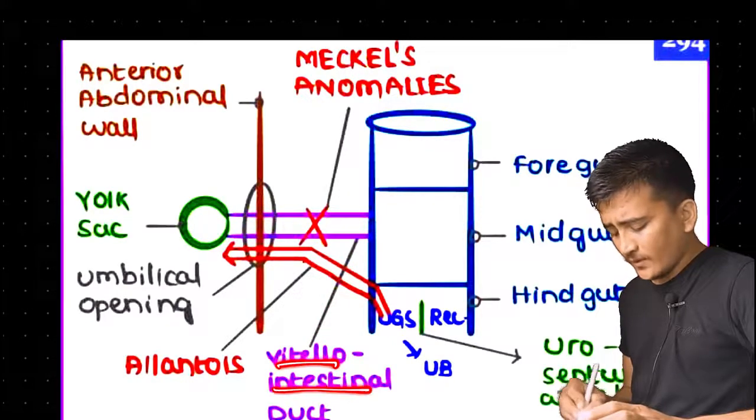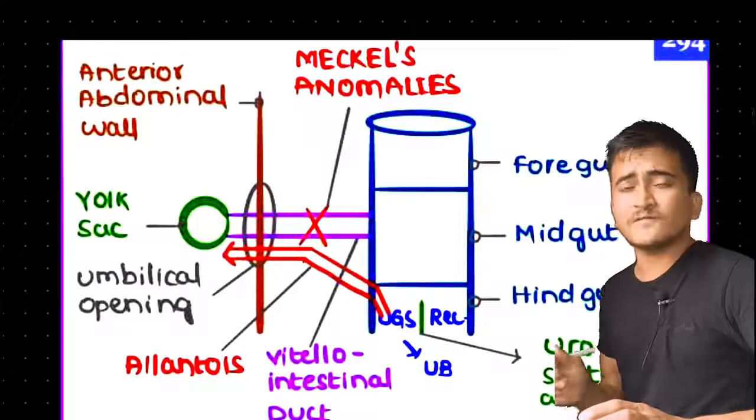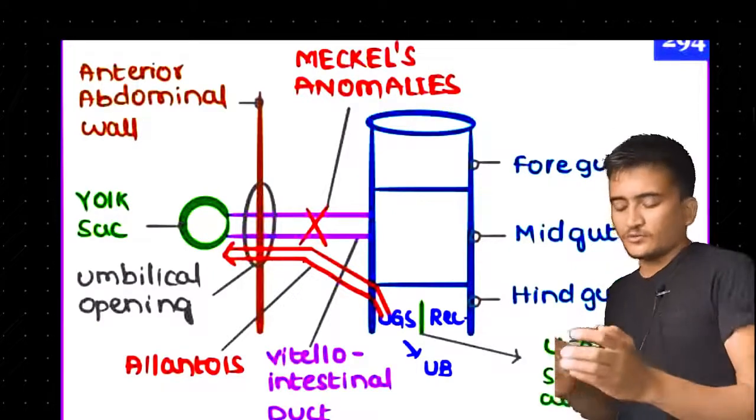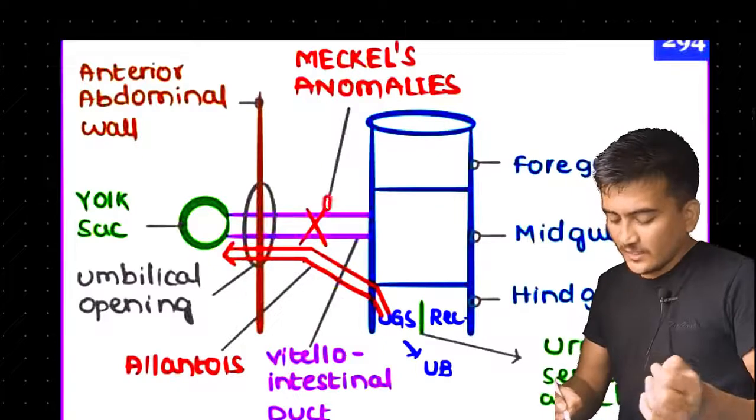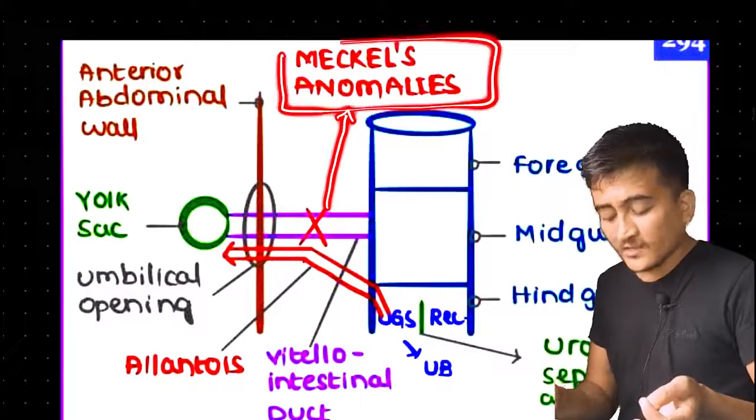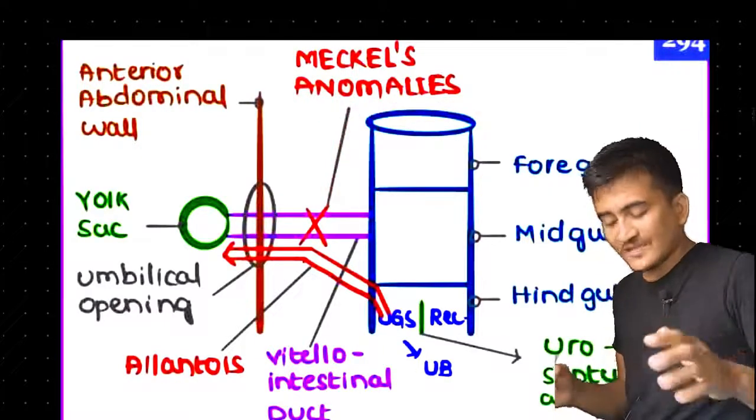And if this vitellointestinal duct is not closed, if it doesn't regress, then what will happen? There will be anomalies, and those anomalies are called what? Meckel's anomalies. Simple, right? Meckel's anomalies.